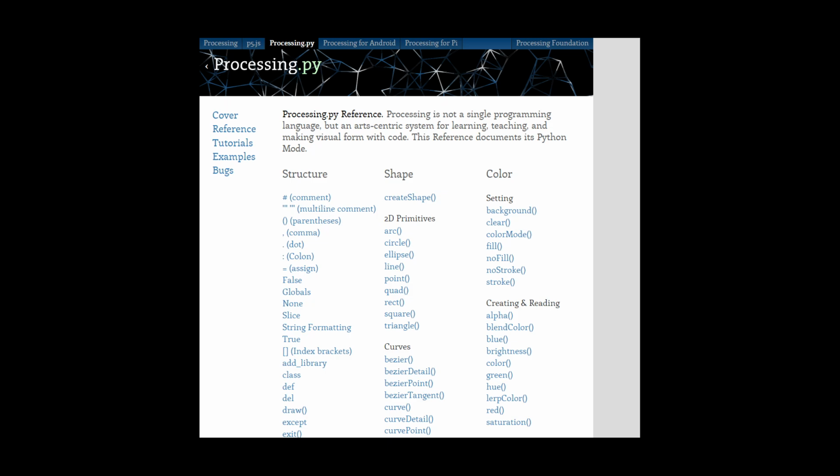So let's get started. To be able to create visual art with Python, we'll be using a software called Processing. Processing is an open source framework that was originally developed to teach fundamentals of computer programming in a visual context. Now, what does that mean?